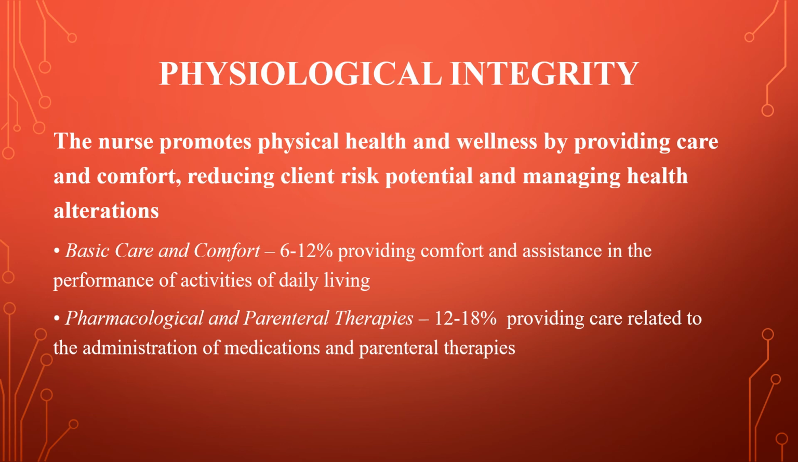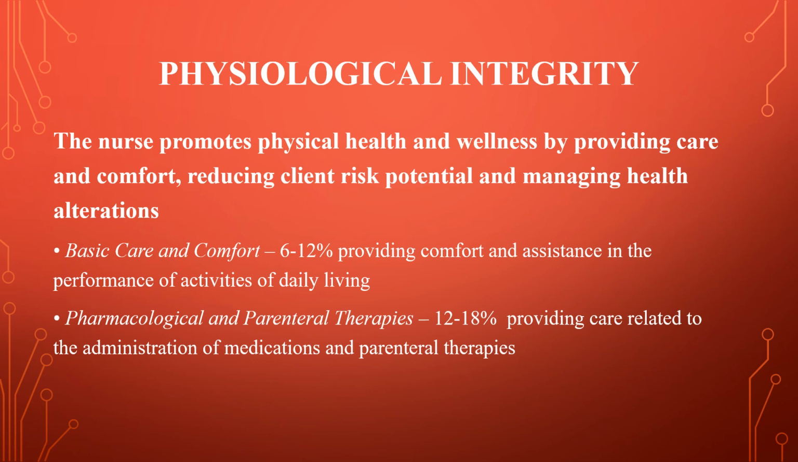Now, the next category, which also consists of subcategories, is physiological integrity, and it comprises 11 to 17%. But remember, this category has four subcategories with varying percentages of test items that should be incorporated in our assessments. This category involves promoting physical health and wellness by providing care and comfort, reducing client risk potential, and managing health alterations. A brief description of each is as follows.